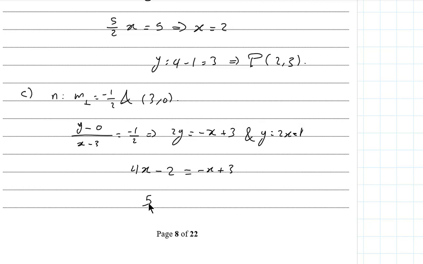Collect x together. 4x + x, 5x is equal to 3 + 2, which is 5. This means that x = 1, and directly we can find the corresponding value of y from here. 2 times 1 is 2, minus 1 is 1. So the point of intersection will be (1, 1), okay?